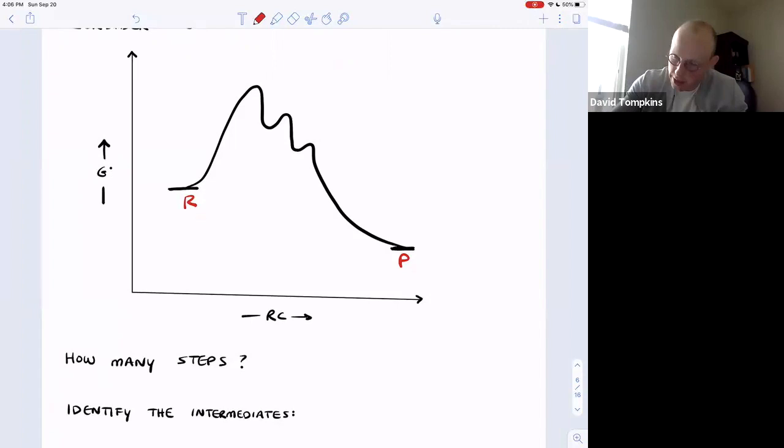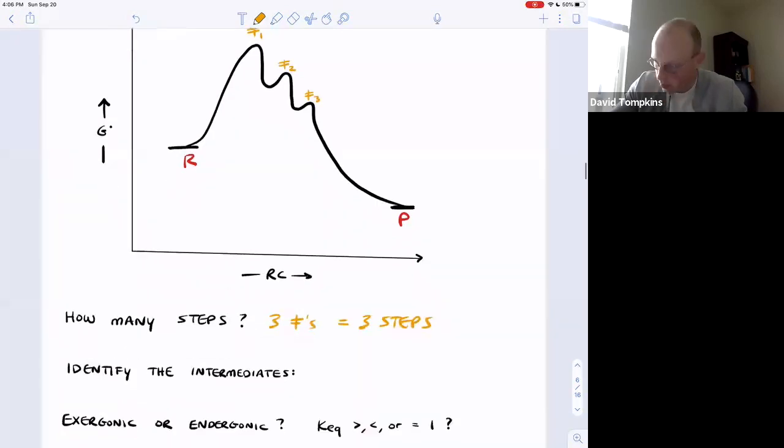And the transition states, right, here we have energy maximum transition state 1, transition state 2, and transition state 3. There are 3 transition states, which means 3 mechanistic steps, right? Or in a mechanism, that would be 3 arrow pushing events, where you would show bonds forming and breaking. The number of steps in a reaction is the number of barriers you must cross.